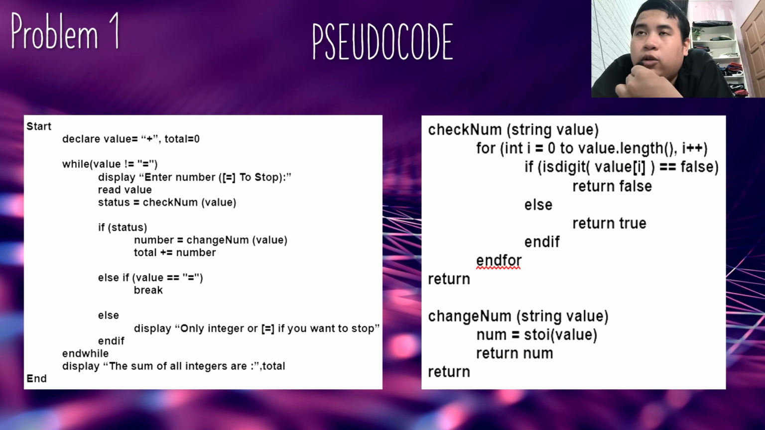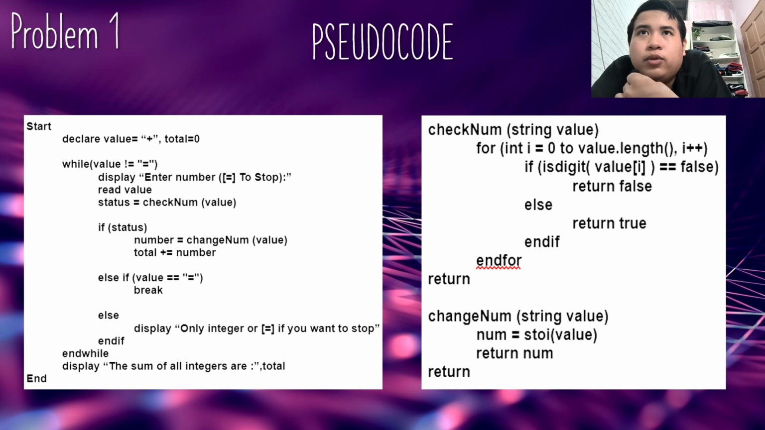While value is not equal to equal sign, display enter number in bracket equal sign to stop, if the user wants to stop or doesn't know how to stop. Then read the value. The value is a string. It's a string, not an input. It's not the int. So status equal to check num value.